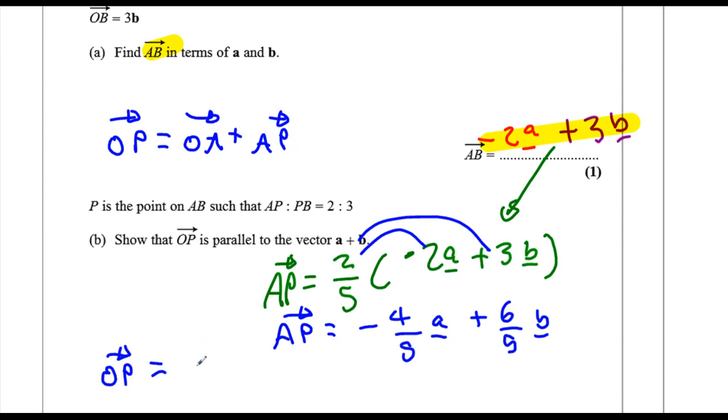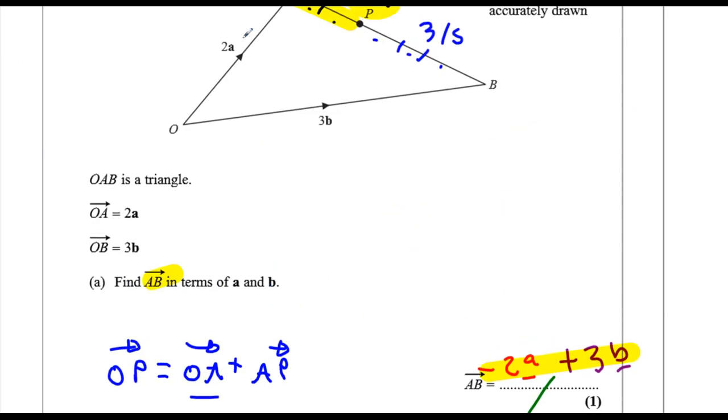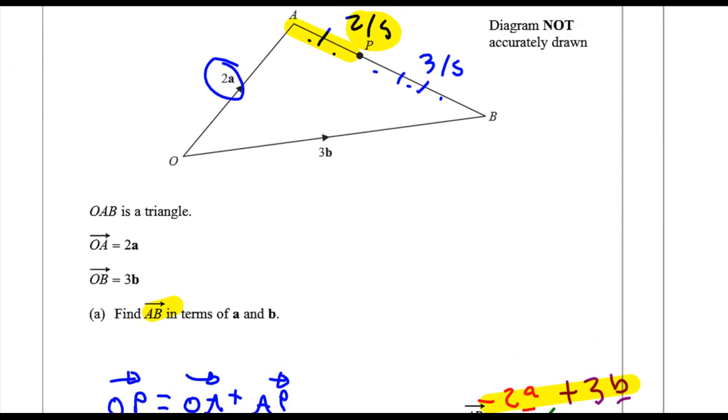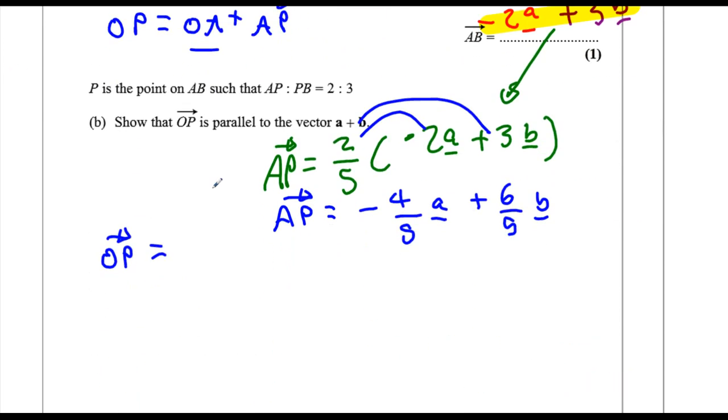So all we need to do now is figure out how to get from O to A. Well, OA is 2a. It's already told you. Okay? So it's 2a plus, or sorry, minus 4 over 5 a plus 6 over 5 b. We need to simplify this.